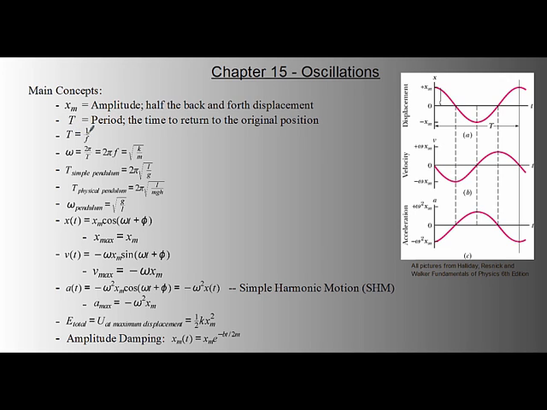Period is related to the frequency. Frequency is how often something happens. How frequently does it happen? And so the more frequently something happens, the less time it will take, right? So if this were to happen more frequently, then getting back to the original position, which is here, took less time, right? So they're the inverse of each other. Frequency is measured in hertz.